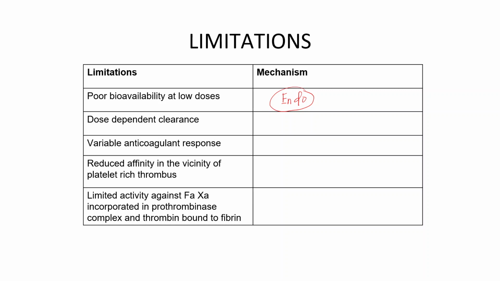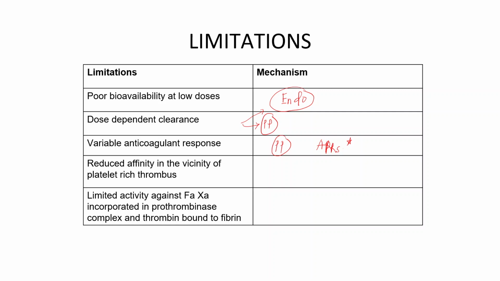Dose dependent clearance, again because of the binding to endothelium and also because of binding to the plasma protein. Variable anticoagulant response because they bind to plasma proteins, and I have told these acute phase reactants will vary according to the level of inflammation that is happening inside the body. So they will have a variable, unpredictable anticoagulant response.